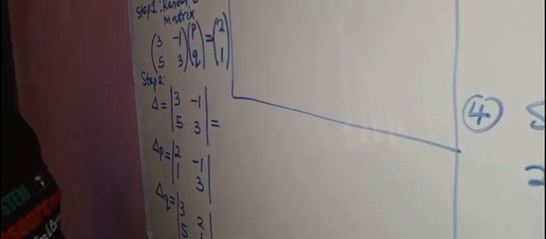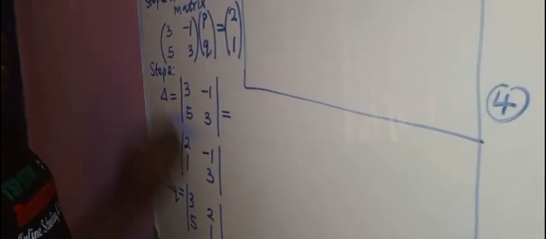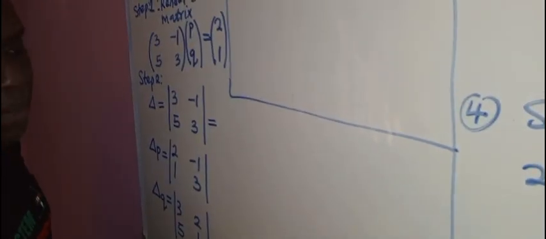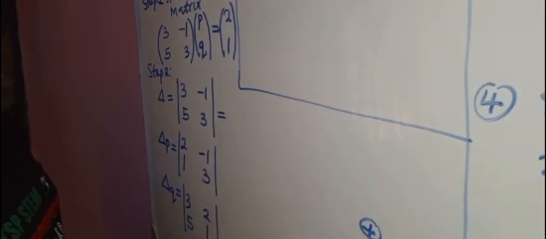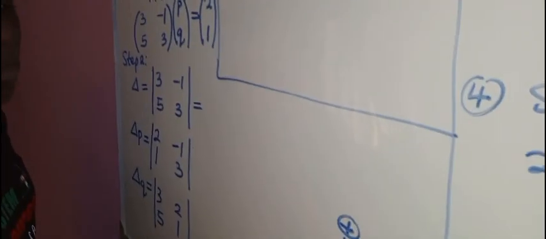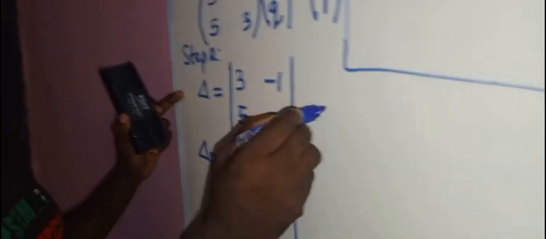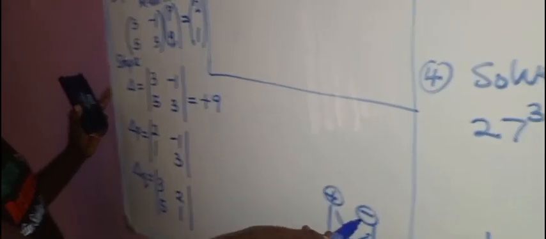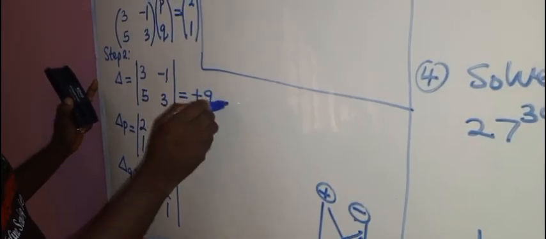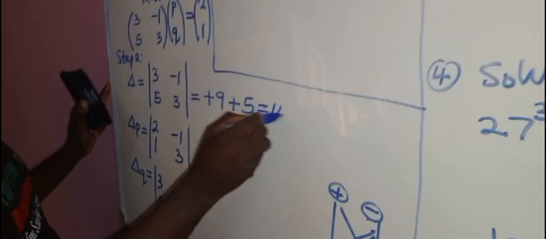Now what's the meaning of determinant? Now take note of this. Determinant, if you have two determinant like this, you will multiply this element like this, that's plus. You also multiply element like this, that will be minus. So let's start. So it means 3 times 3, 9, times this plus 9. 5 times minus 1, that's minus 5. Minus 5 times this minus like this, that will be plus 5. So that means this is 14.